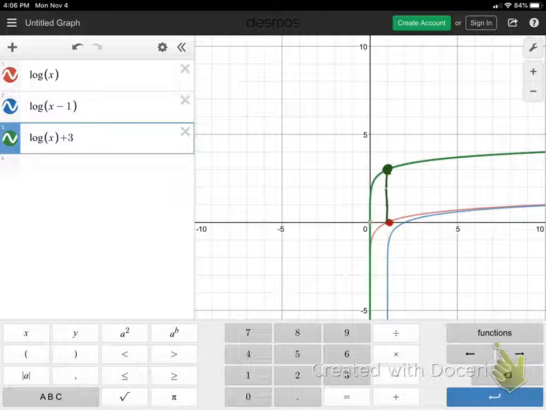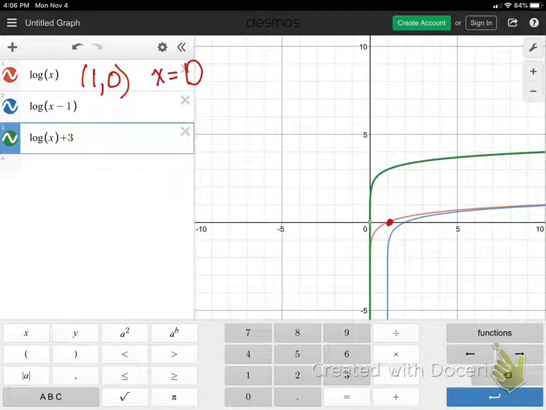So here, what I have is log of x, and I have log of x minus 1 and log of x plus 3, and the plus 3 is outside. So let's look at my red graph. My point is right here. It's 1, 0, right? What's my asymptote for the red graph? X equals 0.